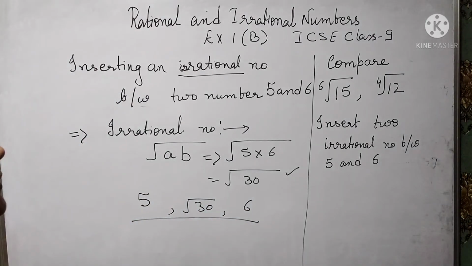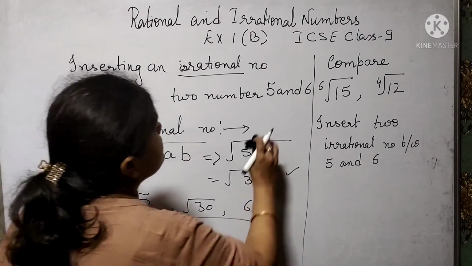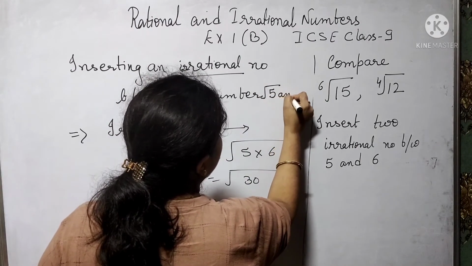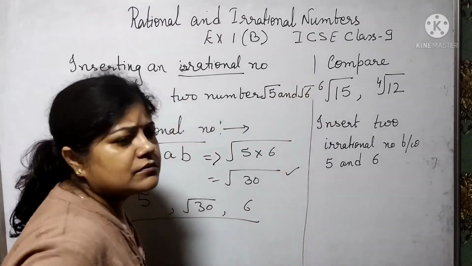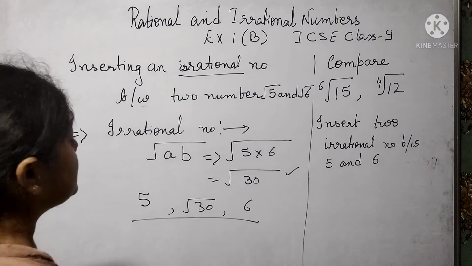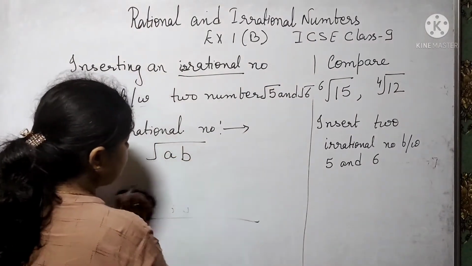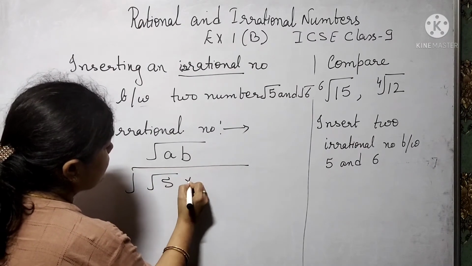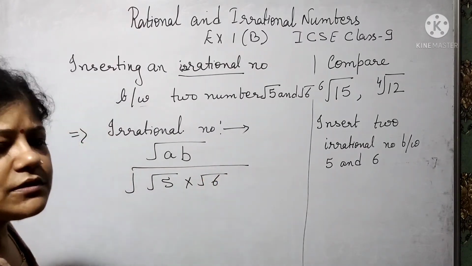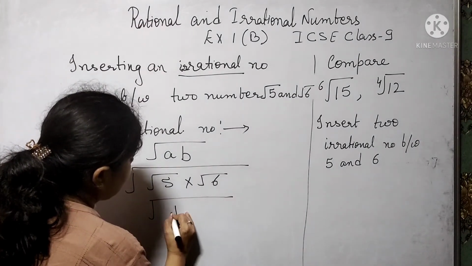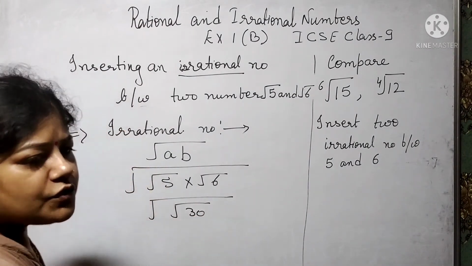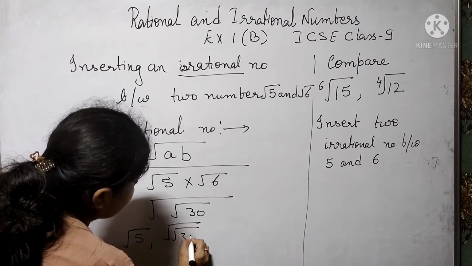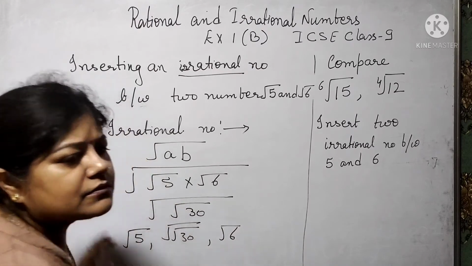Now there's one more format. If a question is given in this way, find an irrational number between under root 5 and under root 6. Then how will you insert? The process is same, under root 5 into under root 6, and we get under root 30. So now the required answer is under root 5, under root 30 and under root 6.